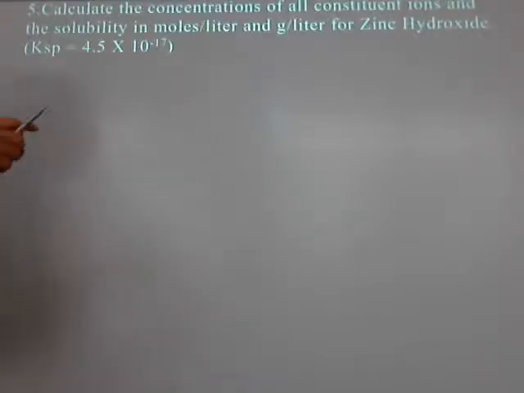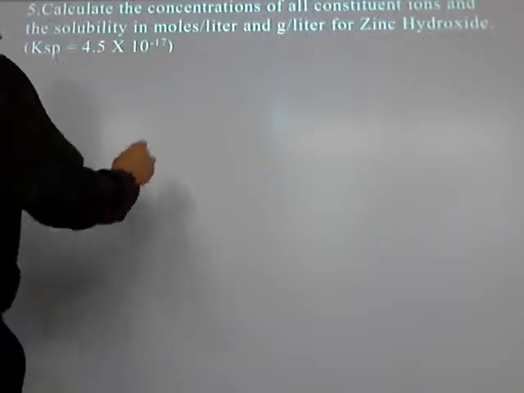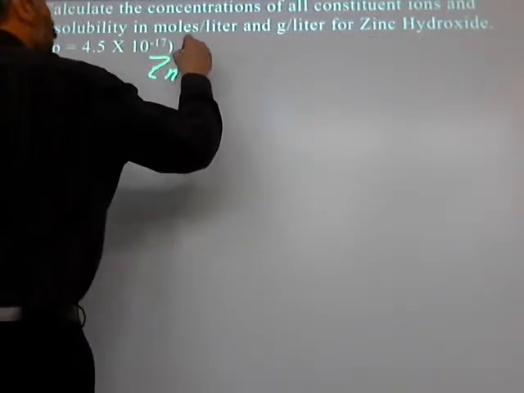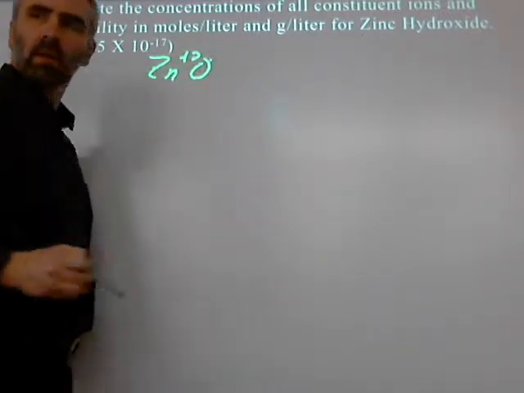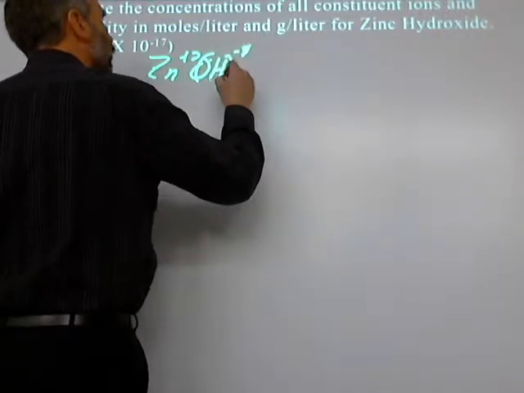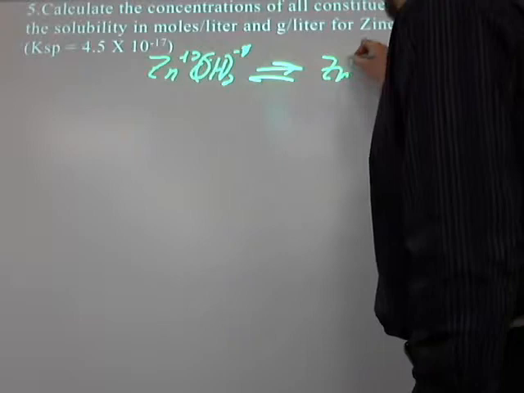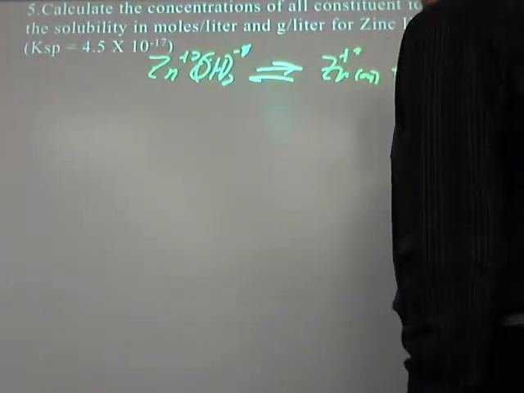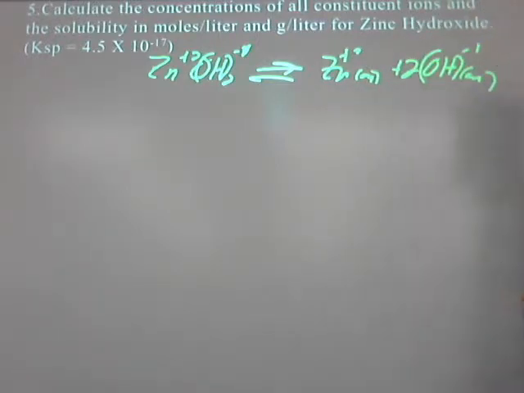All right, let's look at number 5. This one wants you to work backwards. Wants you to get X, because it gives you Ksp. So I'll write the equation again, like you always do. Zinc hydroxide. I have to write zinc hydroxide. That's why you need a common ion sheet, those of you who just got one. You need zinc hydroxide written correctly: Zn(OH)2 dissolving in water into zinc ions, aqueous, and hydroxide ions, 2 of them, aqueous.